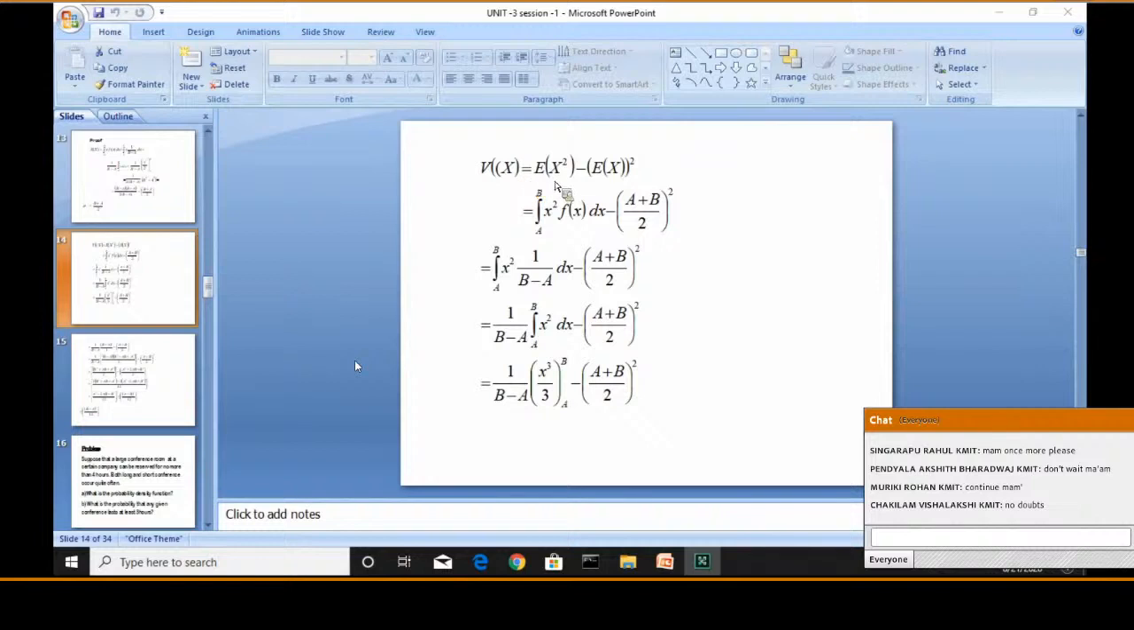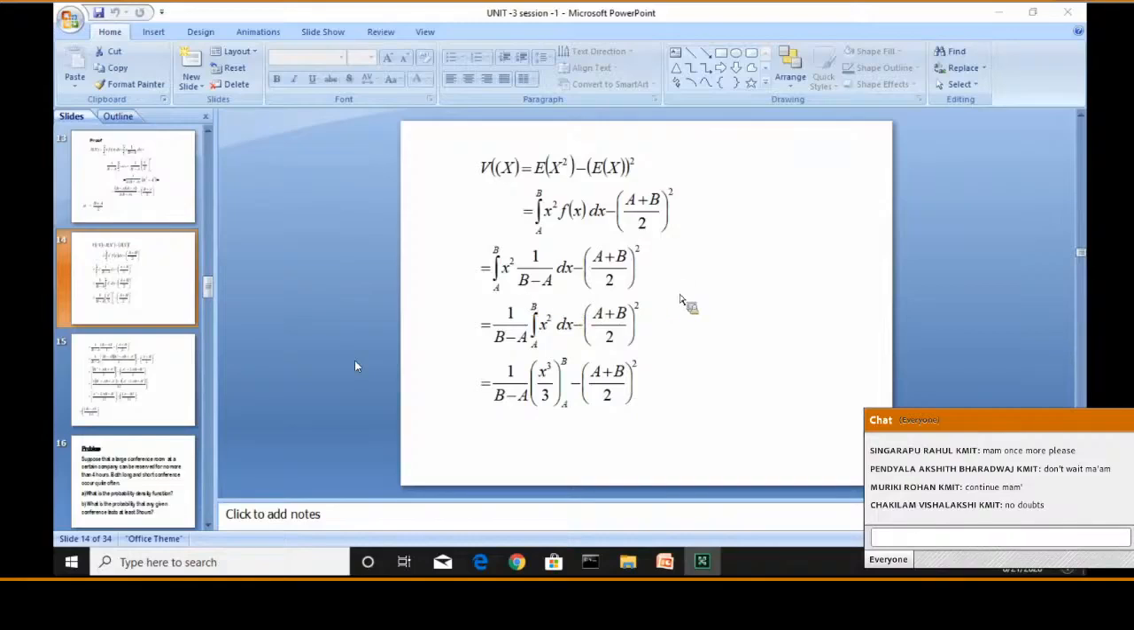Variance of x, sir has taught you: expectation of x square minus expectation of x whole square. Are you remembering? And where x square comes, we will write it as we wrote expectation of x. Expectation of x means x into f of x dx. Here x square comes, so we write integral a to b x square f of x dx. The mean of the rectangular distribution we have already found in the previous slide, a plus b by 2. That I have written here. Now in place of f of x I am writing 1 by b minus a, that is our probability density function.